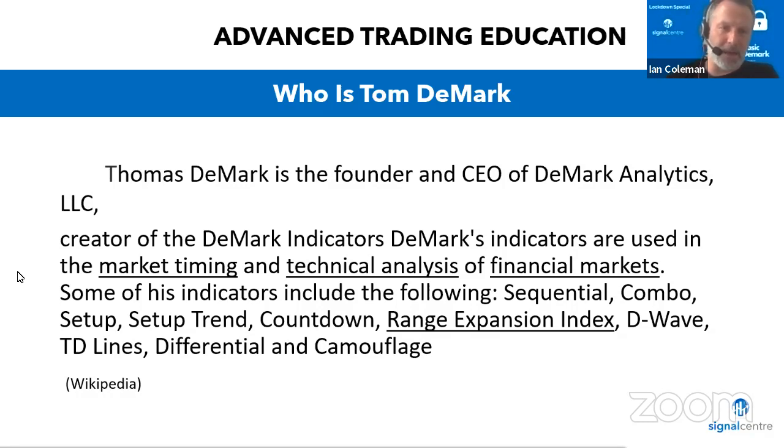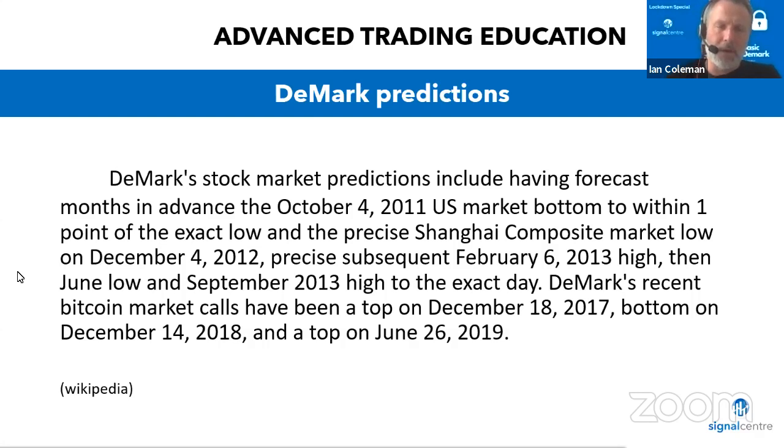Some of these indicators are the sequential, the combo, the setup trend, the countdown, range expansion index, D-Wave, TD lines, differential, and camouflage. So like I said, you can go on and on. If you want to know more about it, you should read this. You should read the book. Just in case you're sitting there thinking, well, is this just another indicator, and is it going to clog up my charts, and do I really need it? It's the background of most of what I personally do.